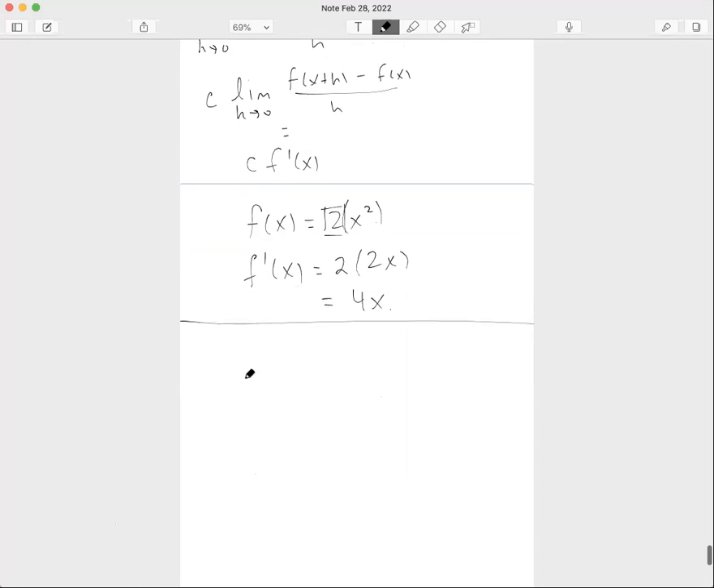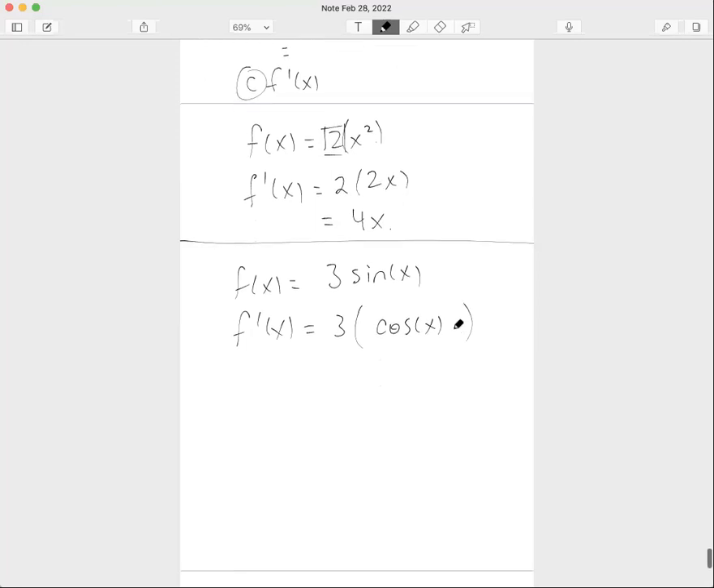Now 3 sine of x. I just take the constant out, and then I look at the derivative of sine of x, which is what? We did it earlier. Cosine. Yeah, all right, that makes sense.